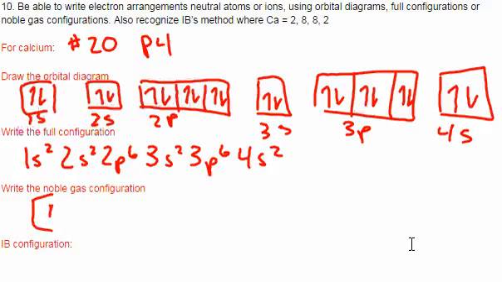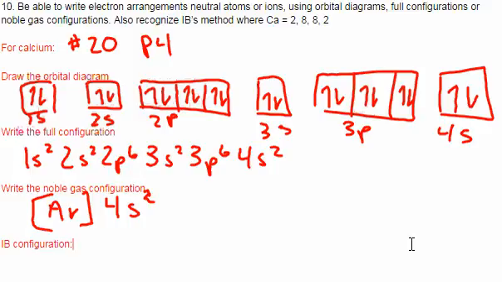The noble gas configuration, I go back to the end of period 3 and I use the noble gas argon. And since argon is 18, that means I only have 2 more electrons to place. And since I'm in the 4th energy level, I would place them in the 4s orbital, or it would be argon 4s2.